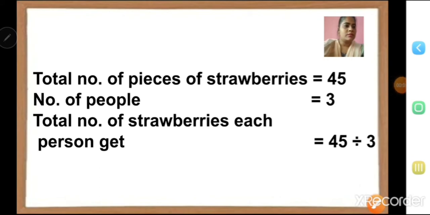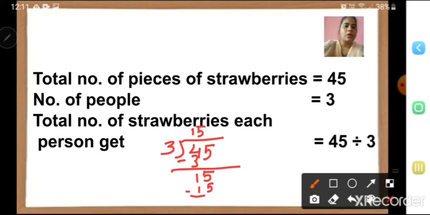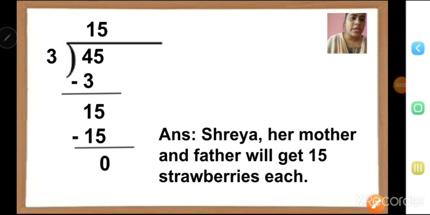Children, 45 divided by 3. You are going to divide and find the answer, right? First number is 4. So in 3's table 4 will not go, but we have 3 ones are 3. 4 minus 3 is 1. Next number will come down, which is 5. It will become 15. So 3 5s are 15. And we got the remainder 0. So each member will get 15 pieces of strawberry. See children, so Shreya, her mother and father will get 15 strawberries each.